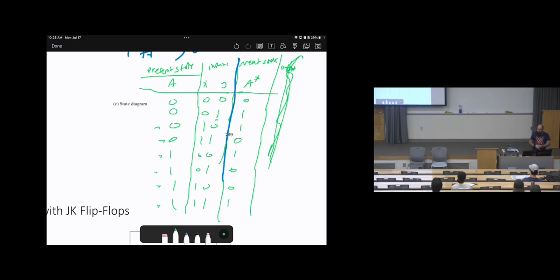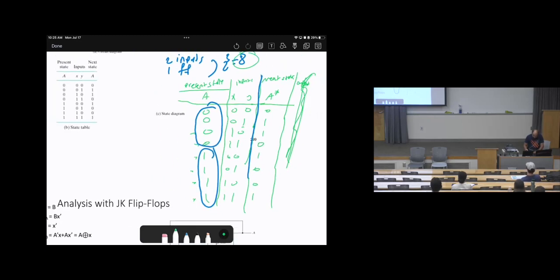Now I'm ready to do the state diagram. I've already done the state table. Let's do the state diagram. Look at the present states. We have a group of zeros, a group of ones. Therefore, we have only 2 circles. 1 circle for zeros, the other circle for 1. Okay? So let's do 0.